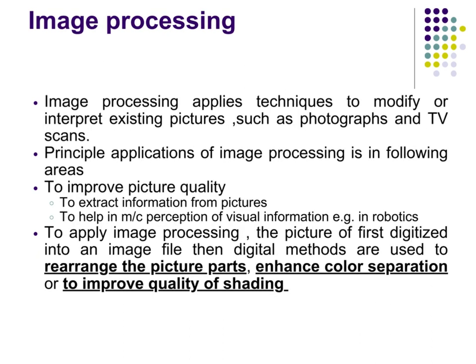The next one is image processing. Image processing applies techniques to modify or interpret existing pictures such as photographs and TV scans, to improve picture quality, to extract information from pictures, and to help in machine perception of visual information. The picture is first digitized into an image file. Digital methods are then used to rearrange the picture parts, enhance color separations, or improve the quality of the picture.